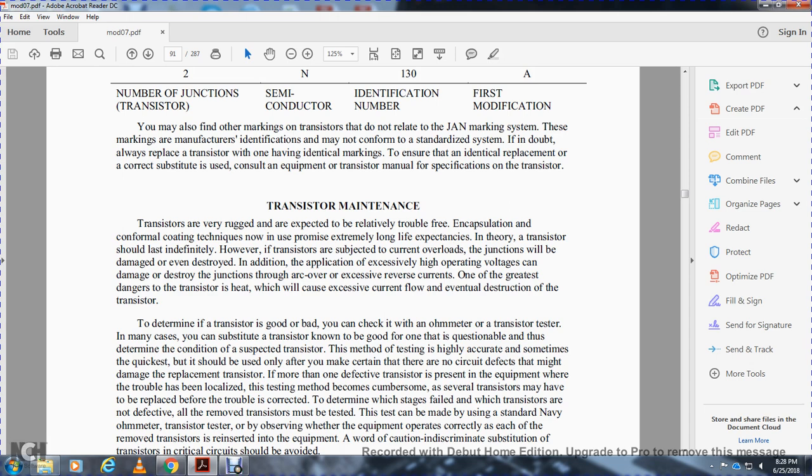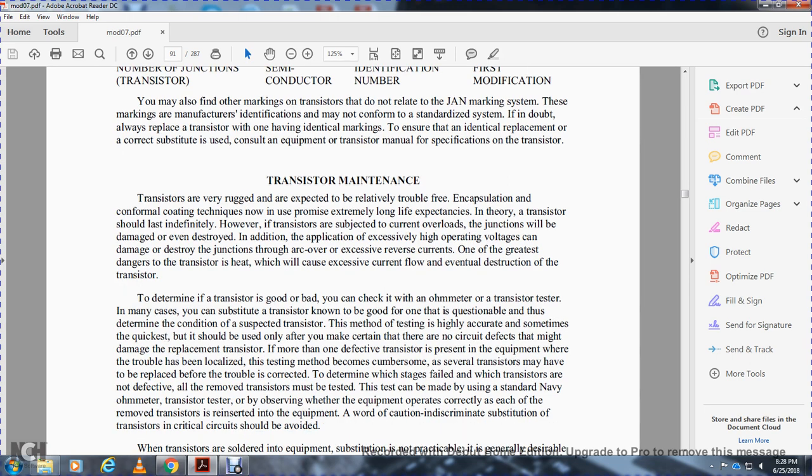To determine whether the transistor is good or bad, you can check it with an ammeter or a transistor tester. In many cases, substitute a transistor known to be good for the one that is questionable, and thus determine the condition of the suspected transistor.